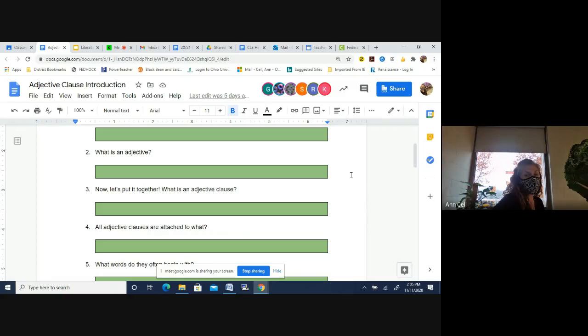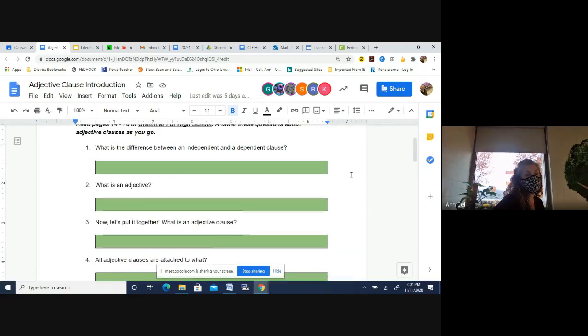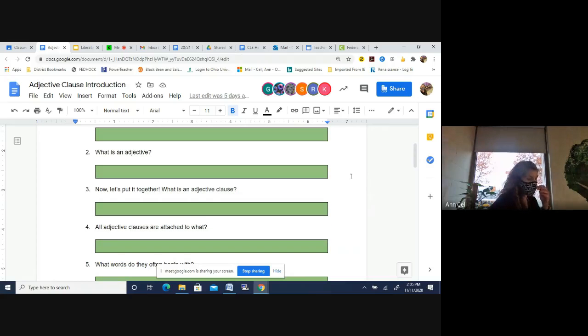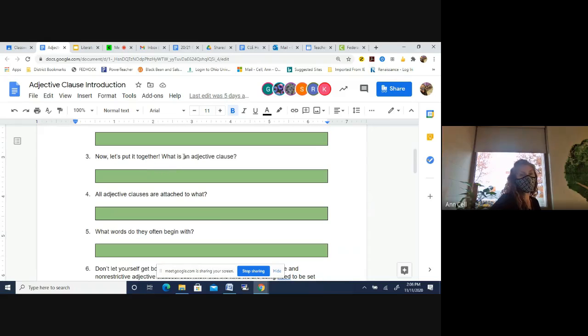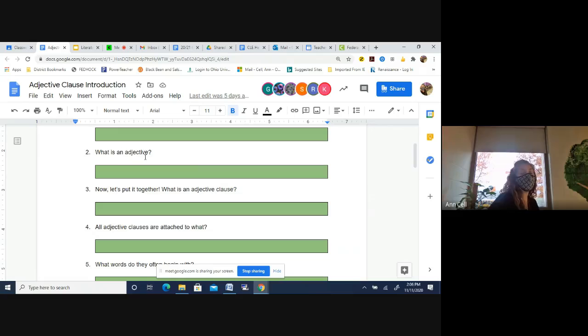All right, so we're going to put those two ideas together. We know that an adjective clause is a dependent clause that, oh, here we go. We're going to look at that. Okay, so if we have an adjective and clause, we put those two things together. We're going to look at that definition right there. So now let's put it together. What is an adjective clause?